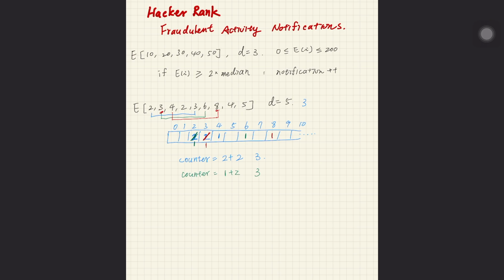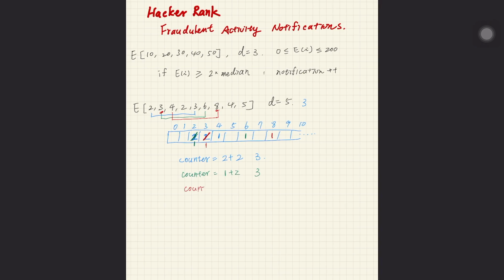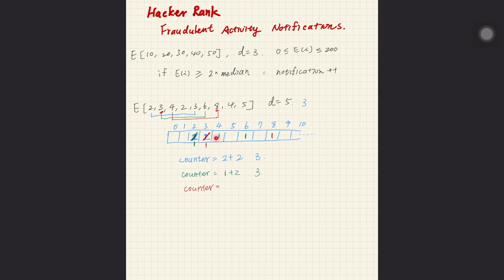And then let's check the counter. So we'll have a 1 here, 1 here, and a 1 here. So when the counter is 3, we find out, okay, the number is 4. So the median number in this window is 4. Okay, so that is how we find out the median number in each window without having to sort the array again multiple times.